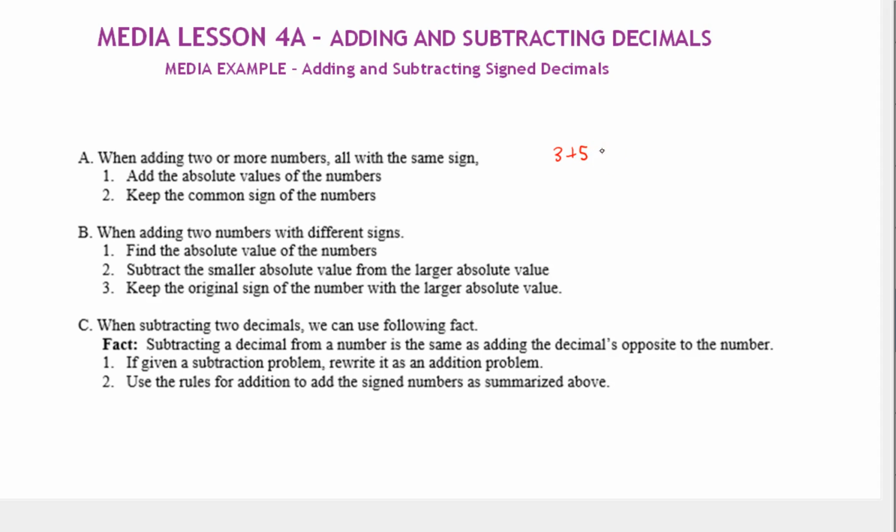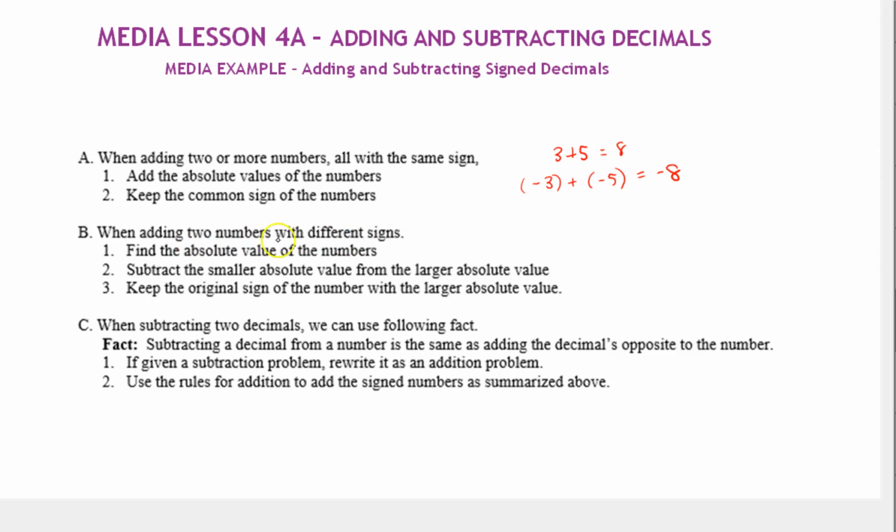3 plus 5 is 8. If you had negative 3 plus negative 5, it is negative 8. Okay, so negative 3, so they're both negative, your answer is negative. You're adding up the two absolute values, 3 and 5, and you get negative 8.